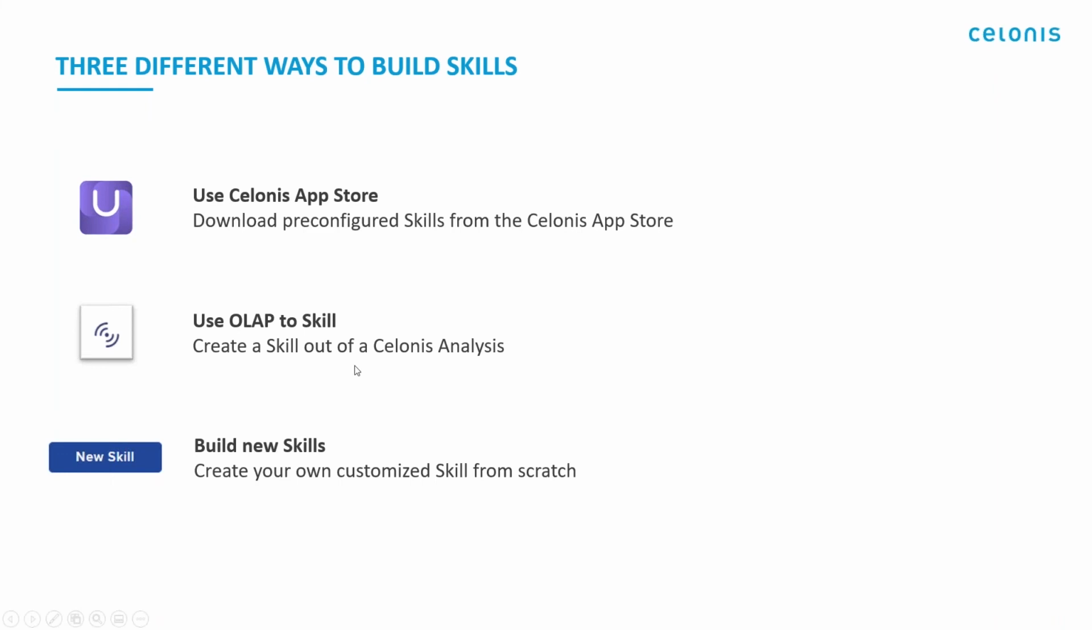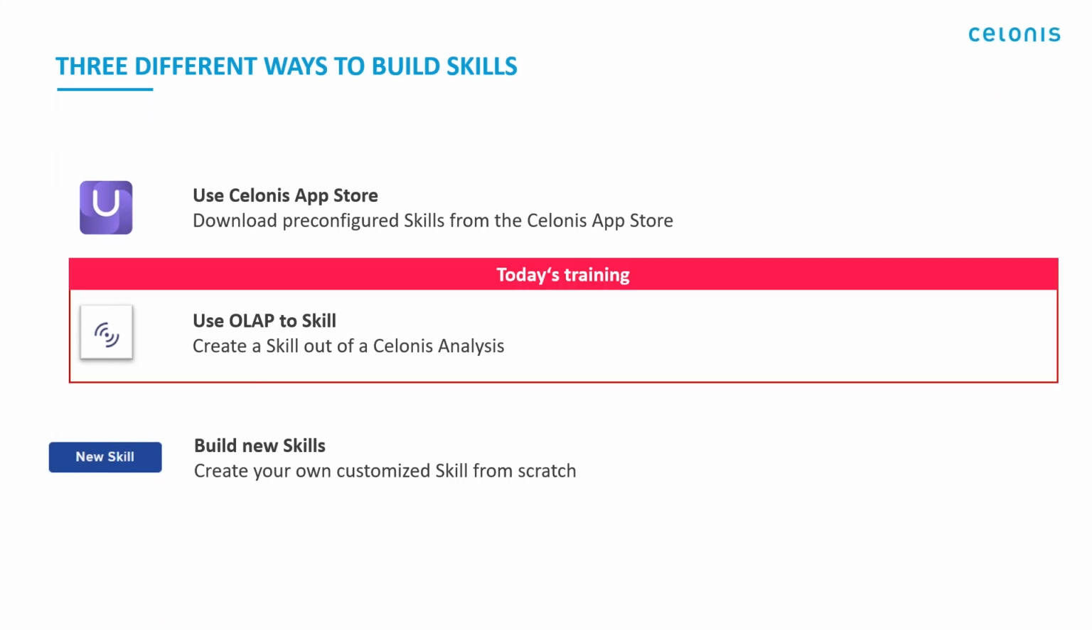As a second way, you can create a skill out of a Celonis analysis. I think that's a very, very nice connection between both worlds, because you can jump into a Celonis analysis, discover the use case, identify root causes, and then easily create a skill out of the analysis to make sure that whenever this appears, you're acting on it and you're acting in the right way. And as a last possibility, you can build skills directly from scratch in Action Engine, so you can also configure everything there. In today's training, we are going to focus on the second possibility.